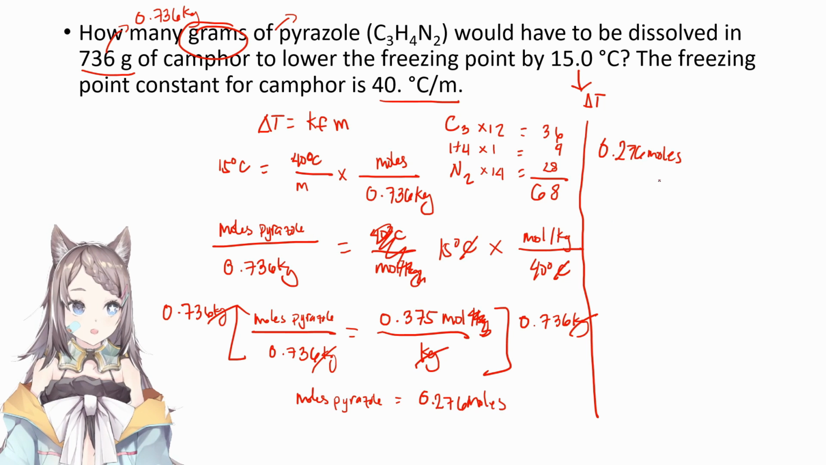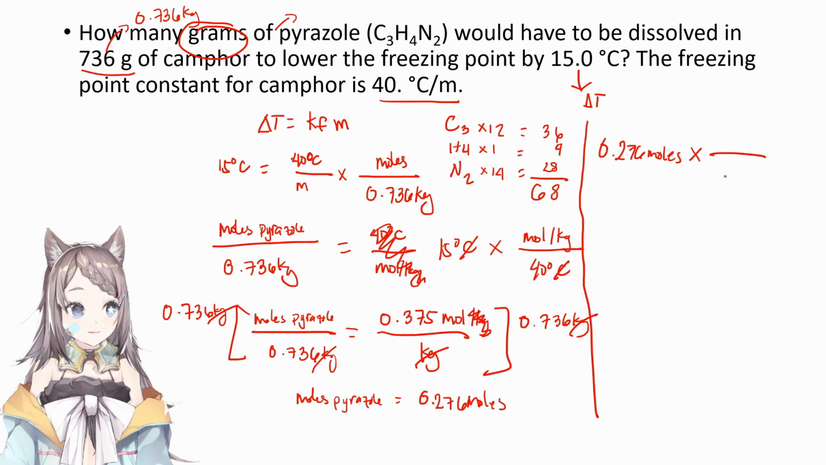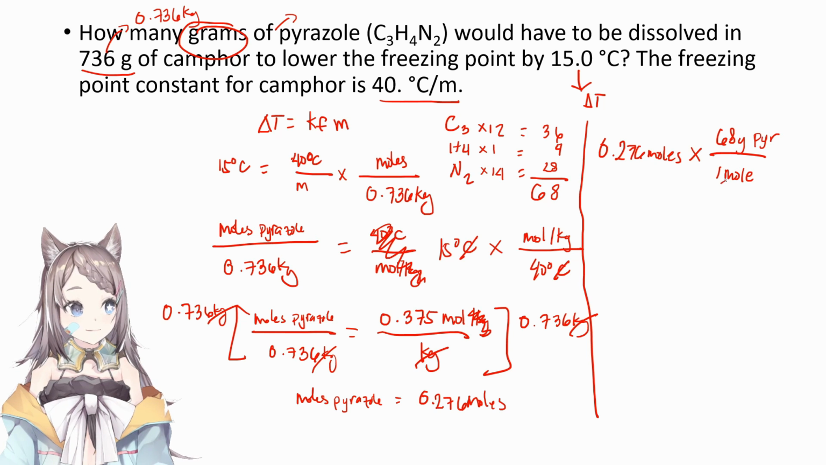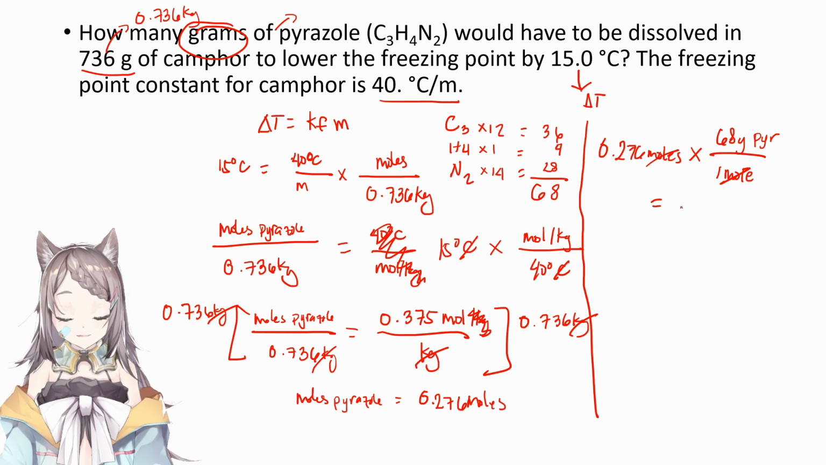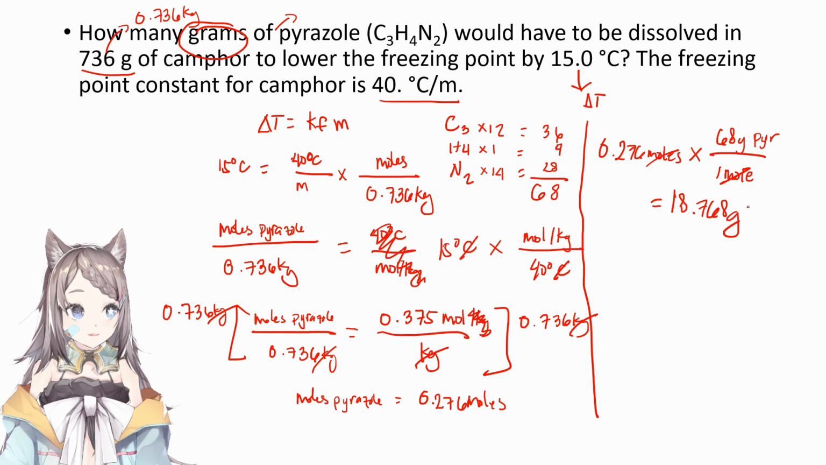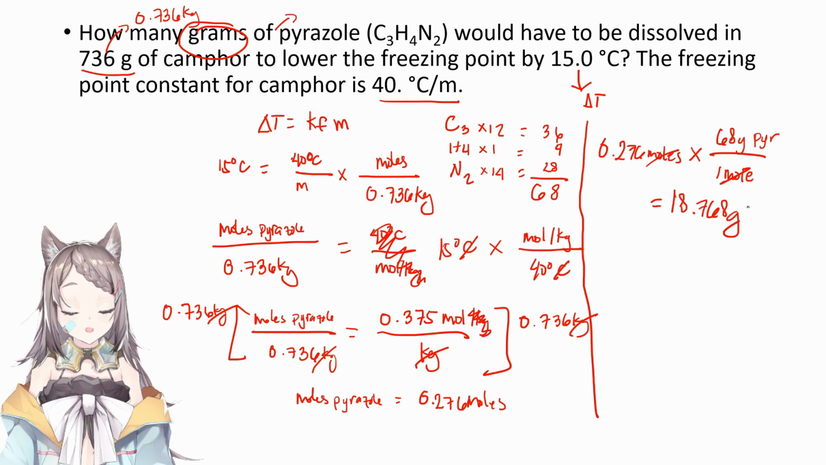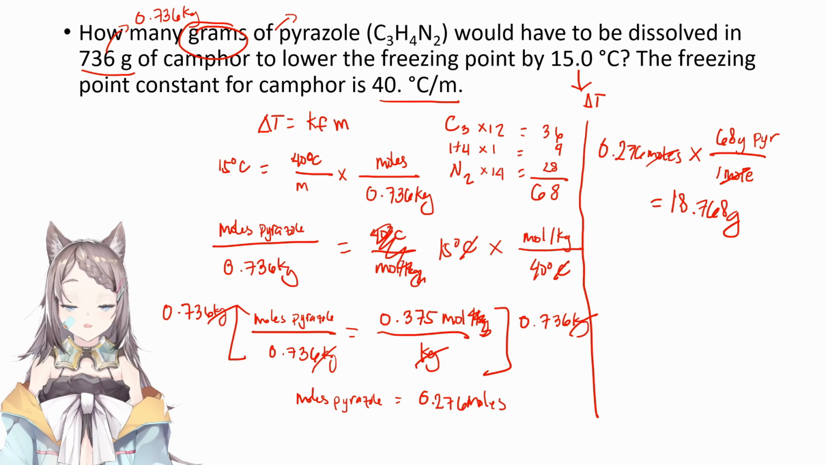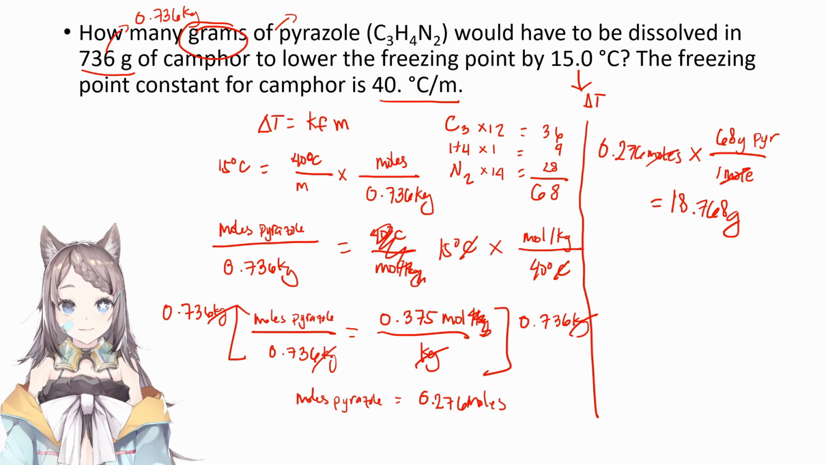Okay, multiply it. So 1 mole of pyrazole is equal to 68 grams of pyrazole. So the amount is 18.768 grams. You need 18.768 grams of pyrazole to decrease the freezing point by 15 degrees Celsius.